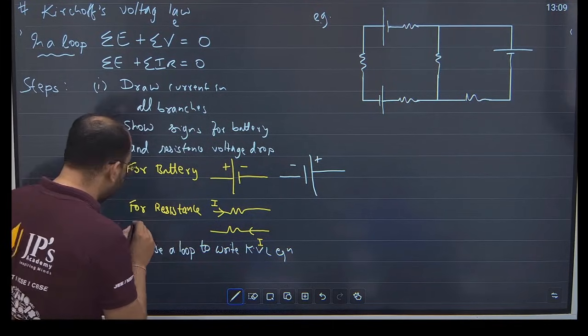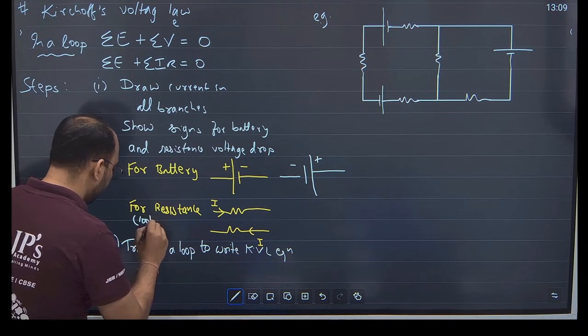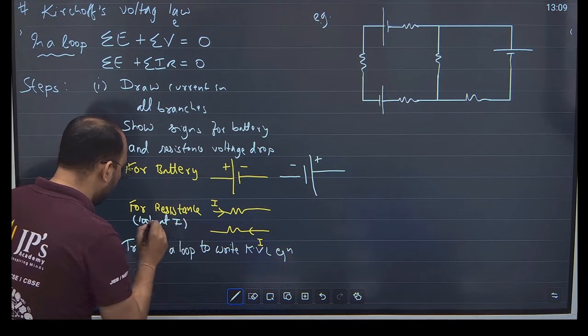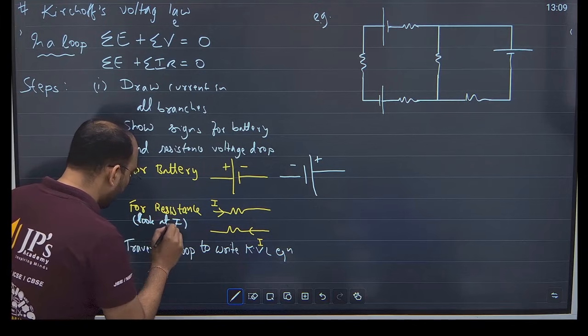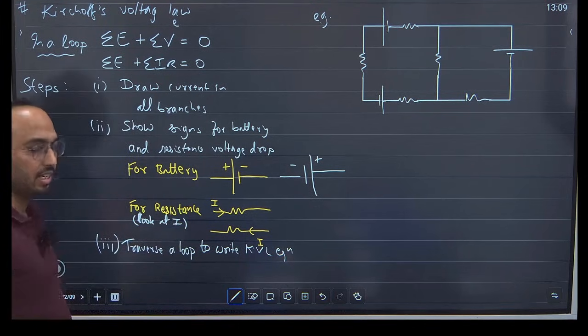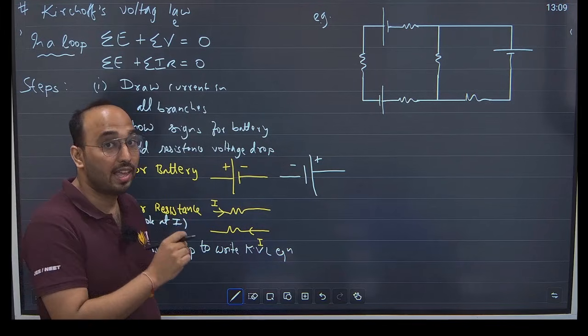For resistance, when you have to make the signs, you have to look at the direction of current. So for resistance, it is the direction of current which will matter. Current will tell you which end is higher potential and which is lower potential. You should know that current always flows from higher to lower potential.